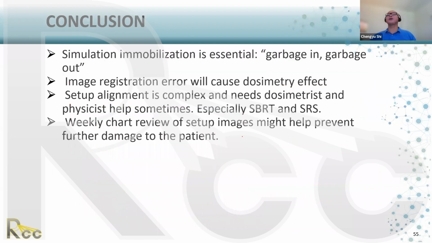So in conclusion, simulation and immobilization are essential, garbage in, garbage out. You simulate well, you treat them very well. Image registration error will cause those dosimetry effects for sure. Any small one will have a difference. It just depends on what degree. Setup alignment is complex and sometimes needs dosimetry physicists, especially for SBRT and SRS. Weekly chart check review of setup images may help prevent further damage to the patient. And thank you for listening.